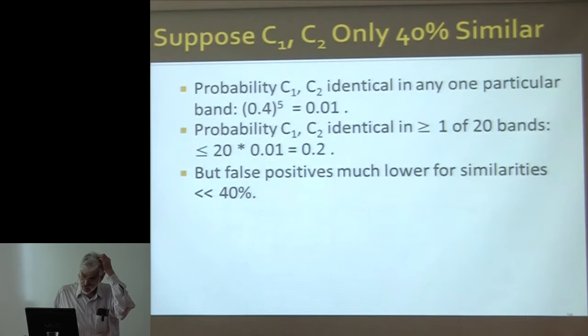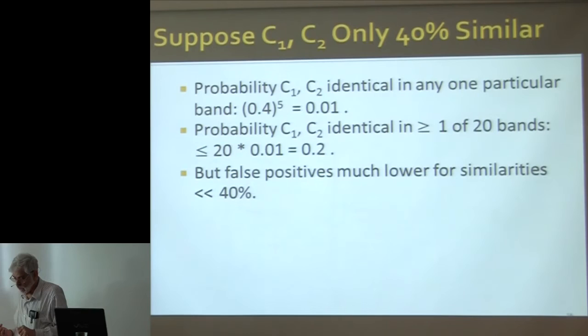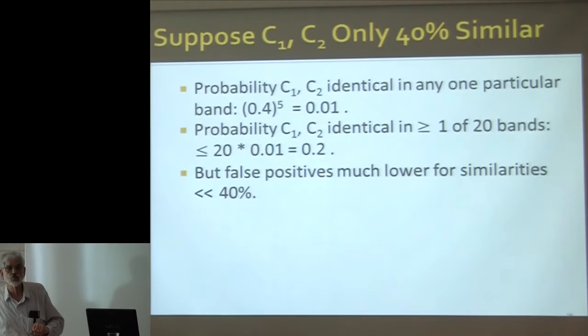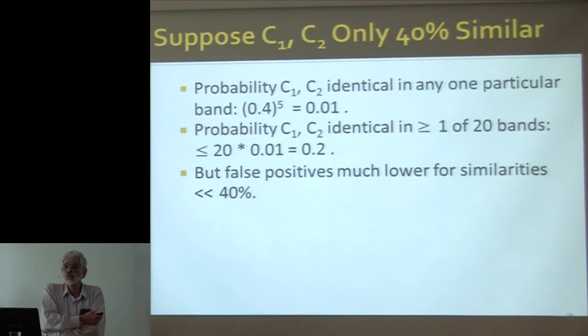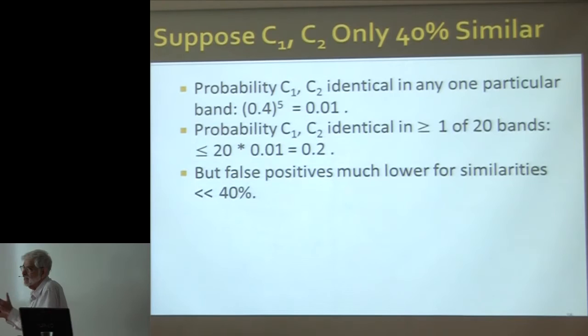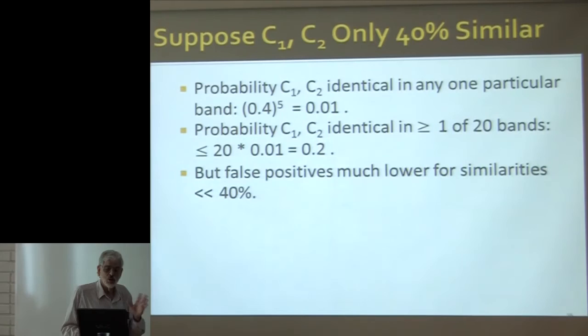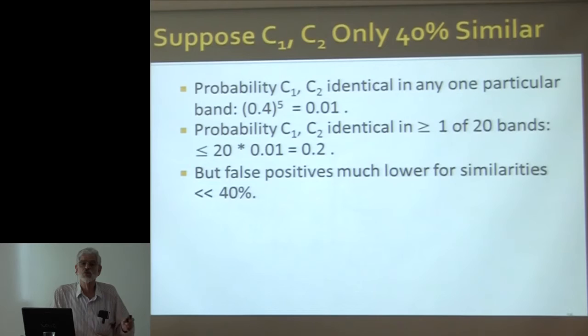Now, this fraction of false positives goes down very rapidly as the underlying Jaccard similarity gets below 40%. The interesting thing is, there aren't too many web pages that are 40% similar in this sense. They might hit 80% if they really are mirrors or plagiarisms or something like that. But if they're just unrelated pages, they're really not going to be 40% similar. They'll be 1% similar or something like that. So you don't have to worry about this too much. You don't actually get that many false positives.